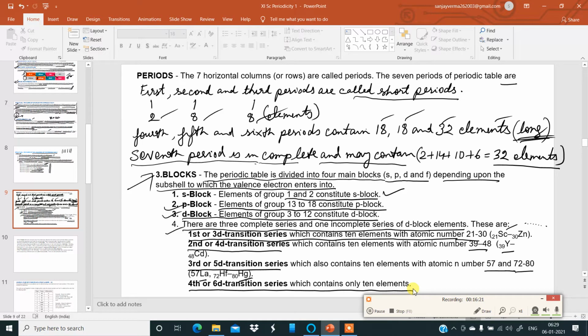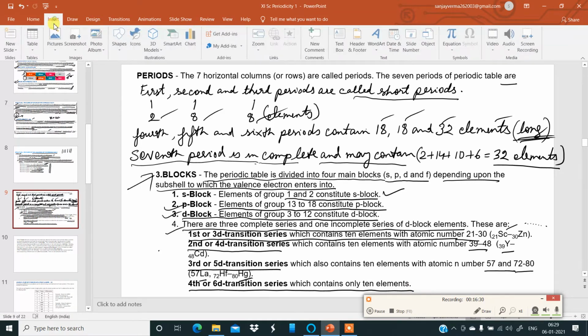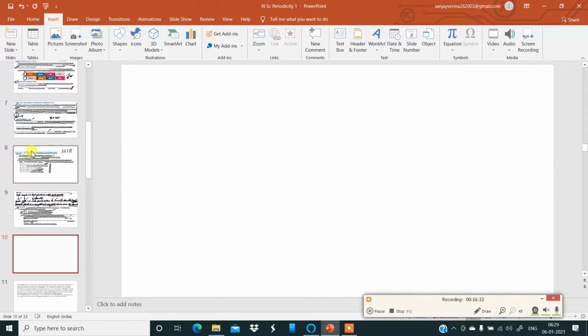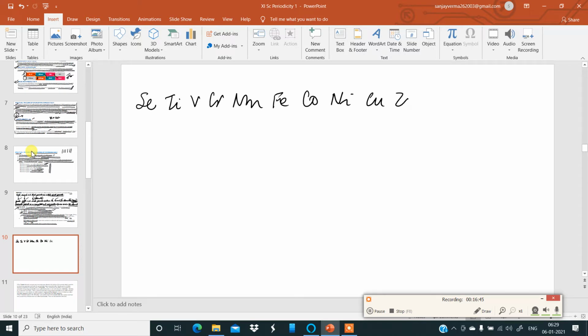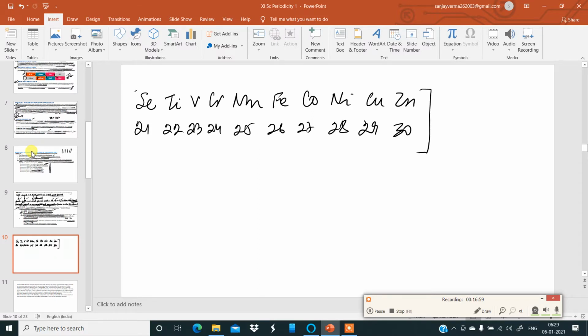So the first or 3D transition series elements, this I would like you all to remember, learn this series possibly by heart: scandium, titanium, vanadium, chromium, manganese, iron, cobalt, nickel, copper, and zinc. Atomic number 21, 22, 23, 24, 25, 26, 27, 28, 29, and 30. I would like you all to remember this by heart.